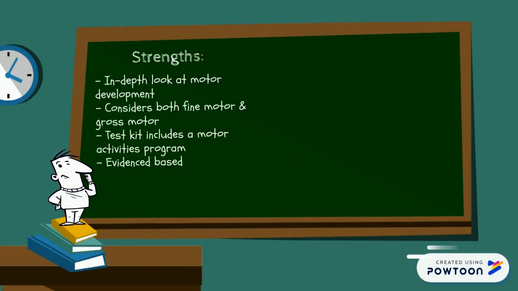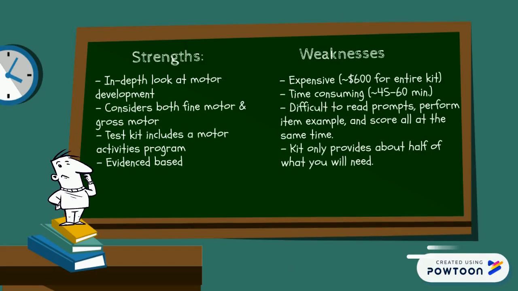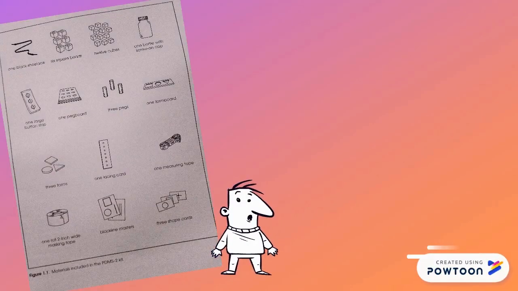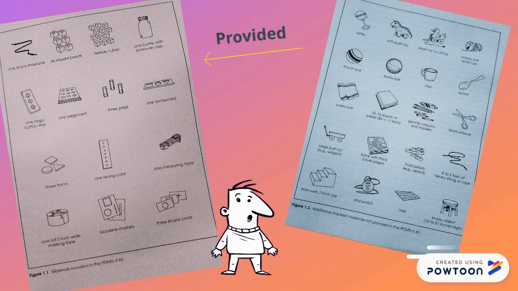Strengths for the Peabody assessment include an in-depth look at motor development. It considers both fine and gross motor. The test kit includes a motor activity program, and it's evidence-based. Weaknesses include it being very expensive. It's time-consuming. It is also difficult to read prompts, perform item examples, and score all at the same time, and the kit only provides about half of what you need. Let's take a closer look at what comes in the assessment.